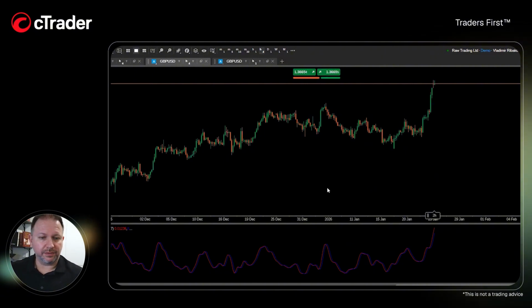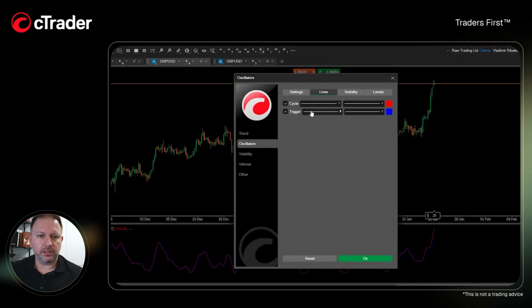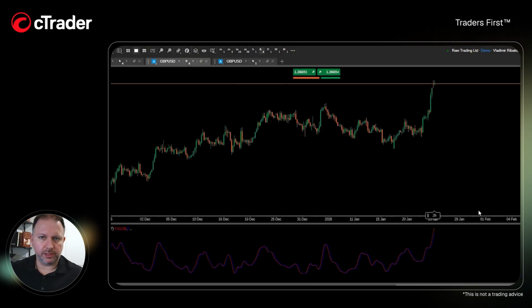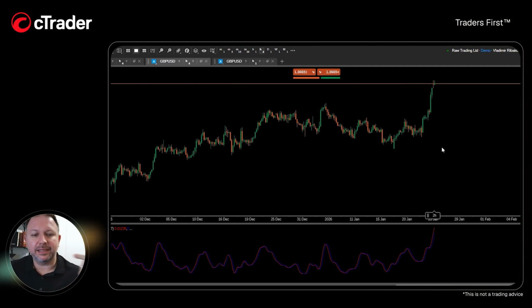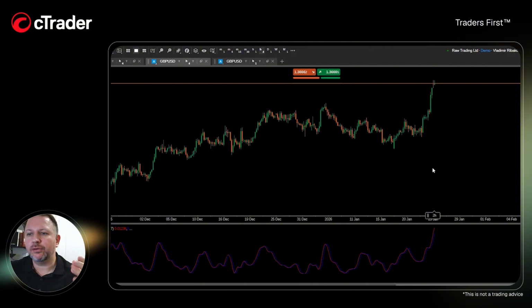So what do we have here? Cycle line and trigger line. You would be able to see that cycle would be the red one and the trigger is the blue one. By default, of course, you can predefine that. So the cycle line, a smooth version of the cyclical movement, cyclical behavior of the market. And the trigger line is the cycle line shifted by one bar. And the result is what you see on the chart.